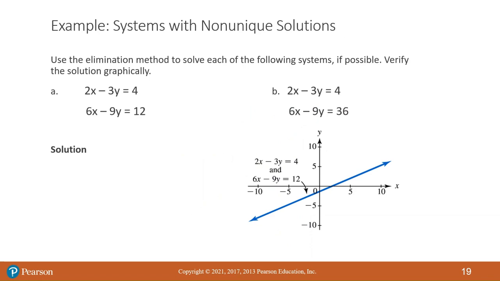Okay, so let's see how it will look algebraically. Use the elimination method to solve each of the systems if possible, and verify the solution graphically. Let's look at A. A says 2x minus 3y equals 4 and 6x minus 9y equals 12. With the elimination method here, I would multiply this first equation by negative 3. If I did that, I would get negative 6x plus 9y equals negative 12. If I add these two together now, this cancels out and gives me a 0, that cancels out and gives me a 0, and this cancels out and gives me a 0. So I wind up with 0 equals 0.